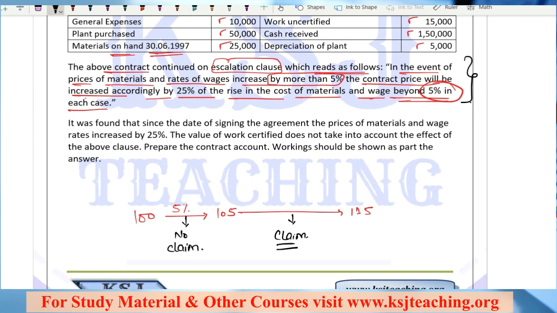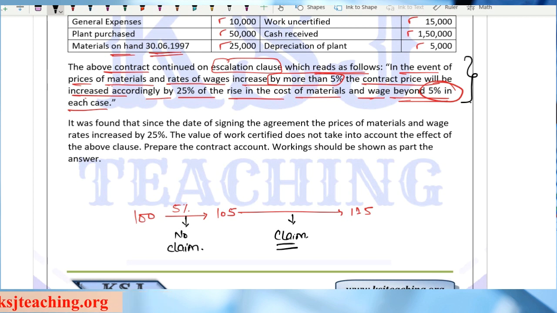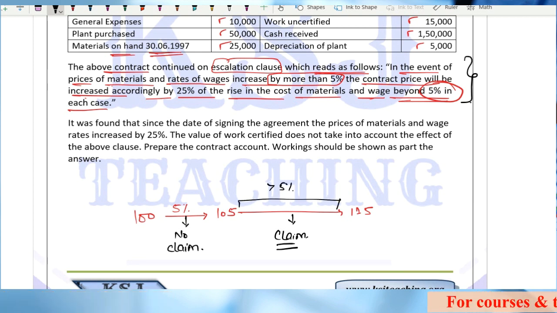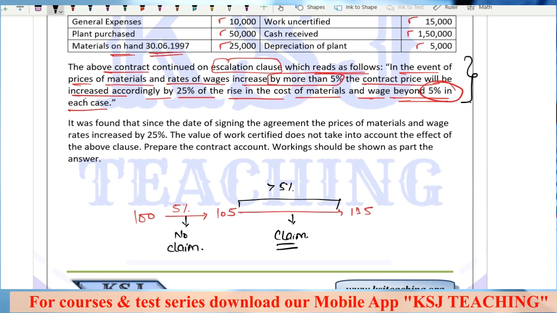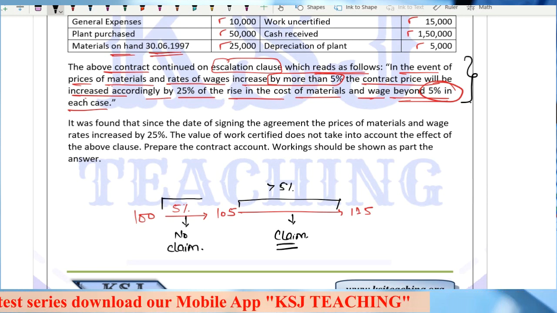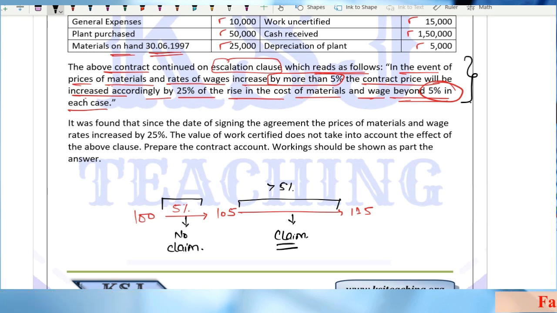Again, we are going to read it. In the event of prices of material and the rate of wages increasing by more than 5%, more than 5% means this part. In that case only, the contract price will be increased. If it is up till 5%, the contract price will not be revised. If it is more than 5%, the contract price will be increased. How is it going to be increased?